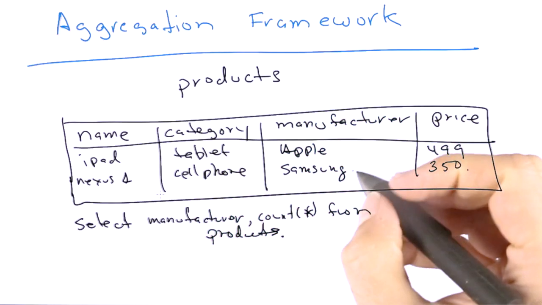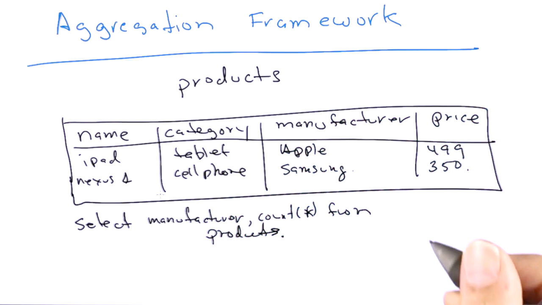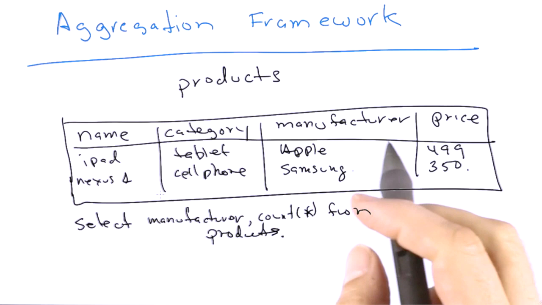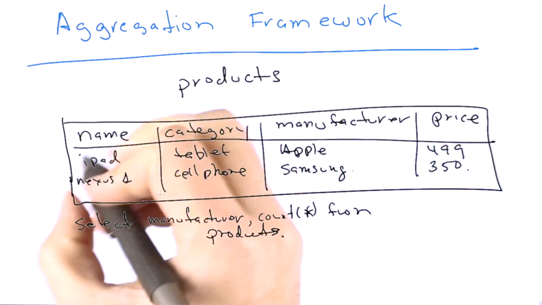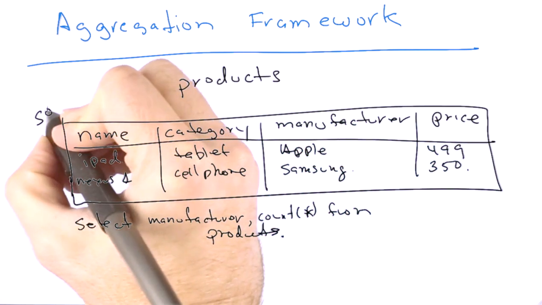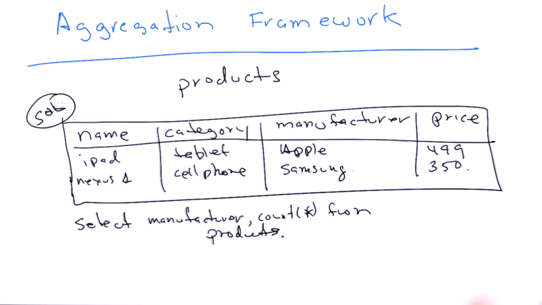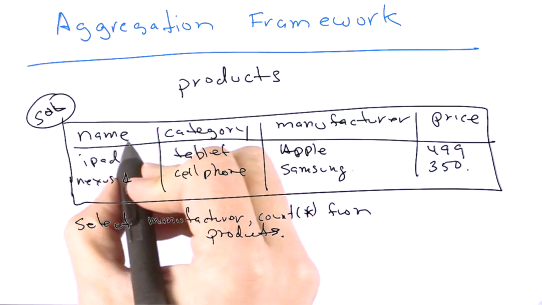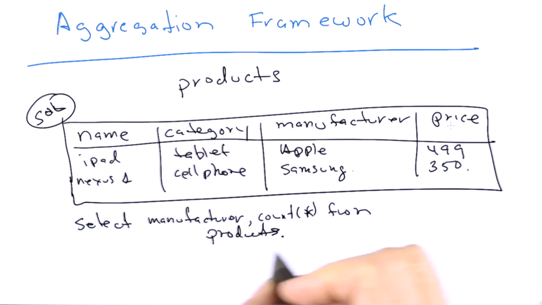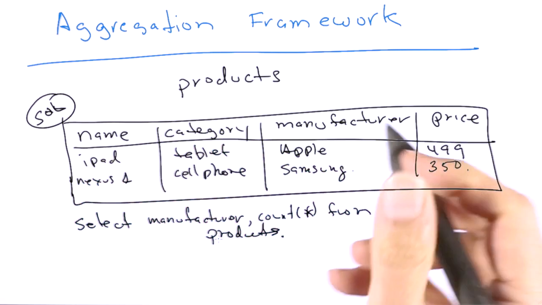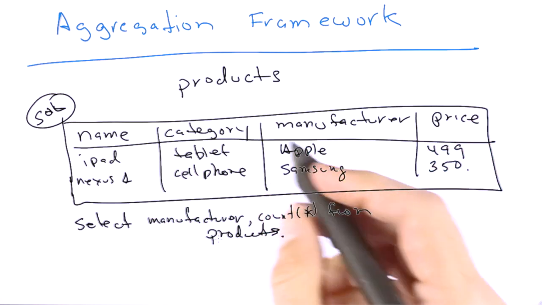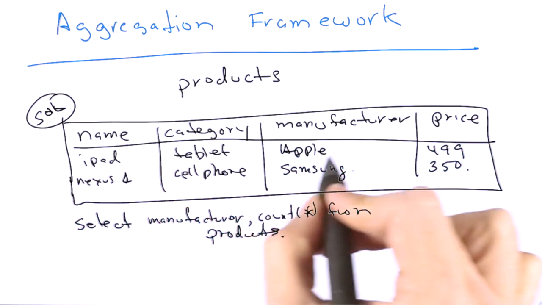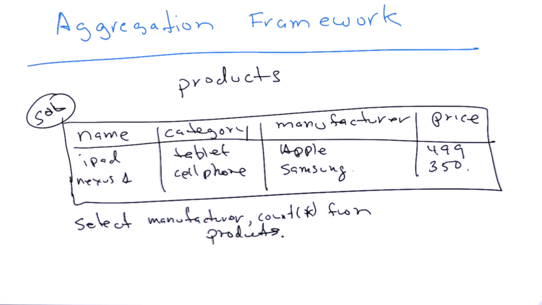Let's start out with a simple example of aggregation in MongoDB to motivate how this stuff works. I'm going to start out with an example from the SQL world of relational. Let's say we had a products table, and that products table had a name, category, manufacturer, and price for each item. So this is a table of electronics items.